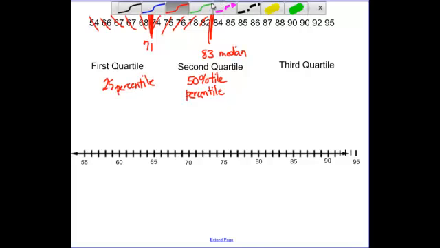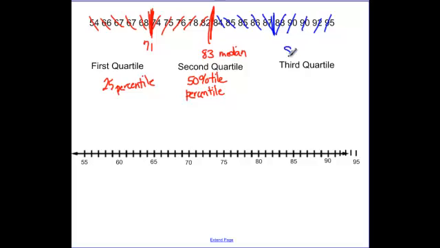And let's do the last one. The third quartile. 1, 2, 3 low, cross off with 1, 2, 3 high, 1, 1, 1, 1. So in between 87 and 88 tells me that my third quartile is at 87.5, or this is also known as the 75th percentile.